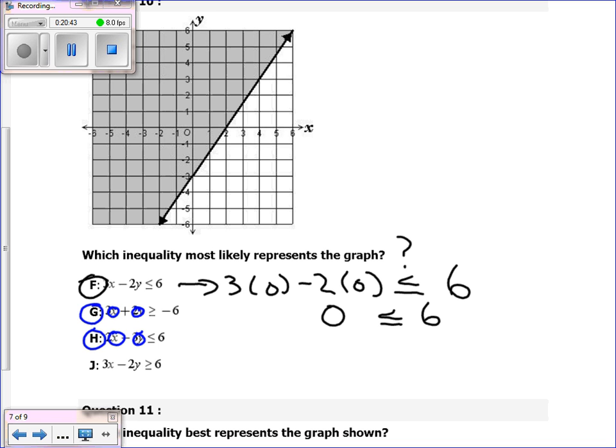I'm going to have to pause this because it looks like my period 7 is getting ready to come in. Plug the 0, 0 here. 0 is not greater than 6. The only thing I know is the answer is not choice J. I am going to pause this tape, or make 2 parts of it, and come back a little later.